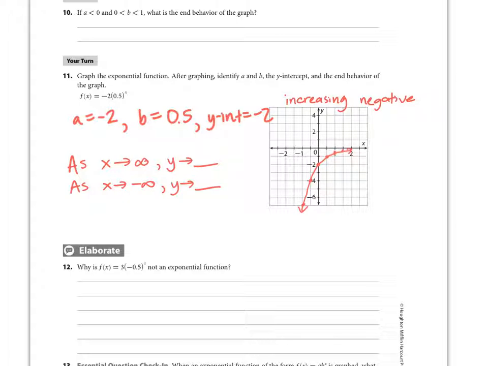Okay, as we're going to the right, as x is going to infinity, y is going to 0. Okay, so if you look at my arrow, as this thing is going to the right, it's getting closer and closer to that x-axis, so that means it's getting closer to 0. As x is going to negative infinity, that means to the left, this graph is going down, and that means that the outputs are approaching negative infinity. It's getting smaller and smaller and smaller.